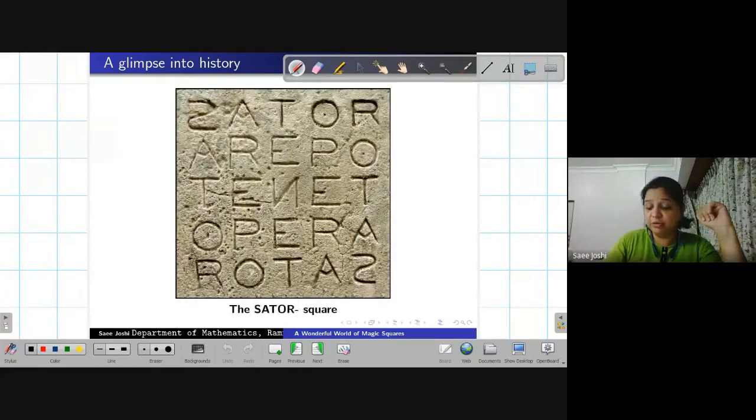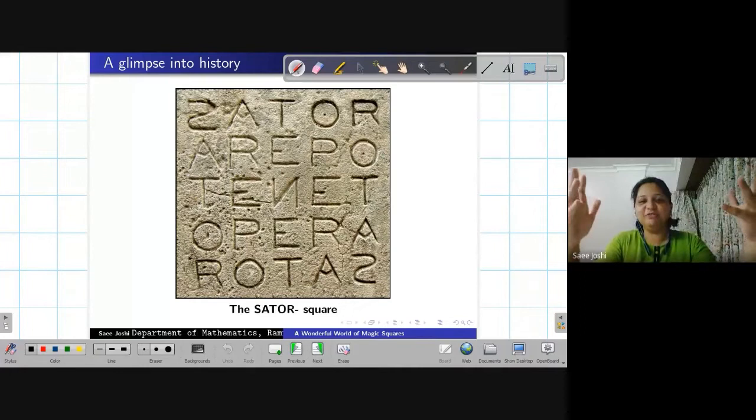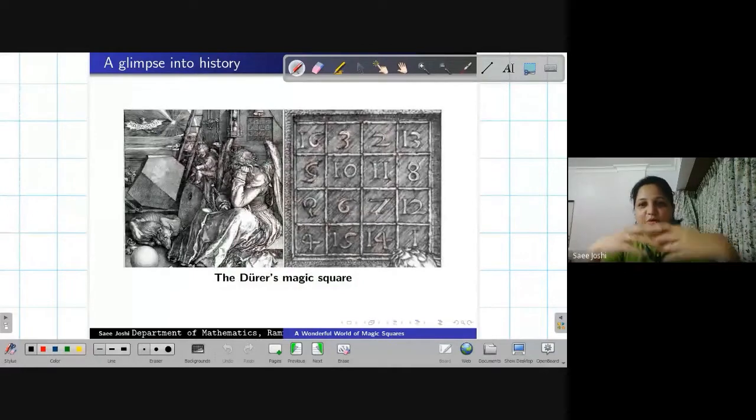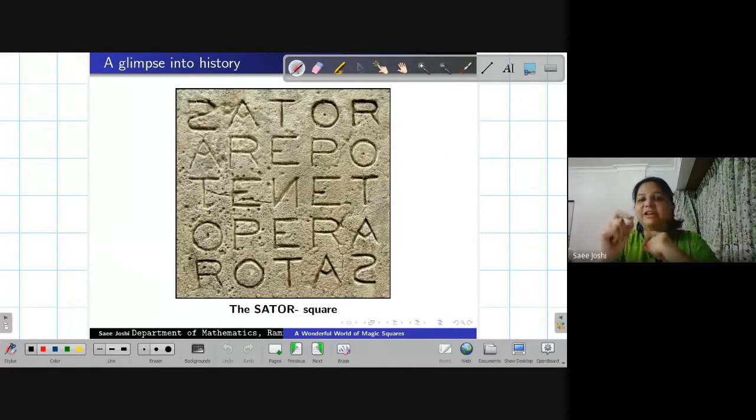Now we come across a square which is not quite a magic square as one comprehends. So far in history we have seen squares which were mostly containing numbers like this: numbers from 1 to 16 for a 4 by 4 square, numbers from 1 to 9 for a 3 by 3 square, or some other random numbers occurring in a 3 by 3 grid or a 4 by 4 grid. But now there was an occurrence of a lettered magic square.